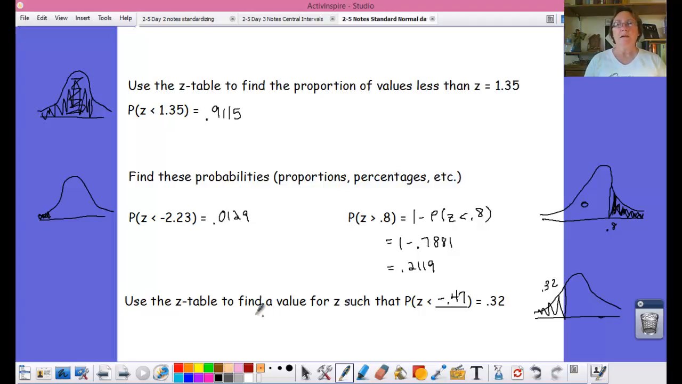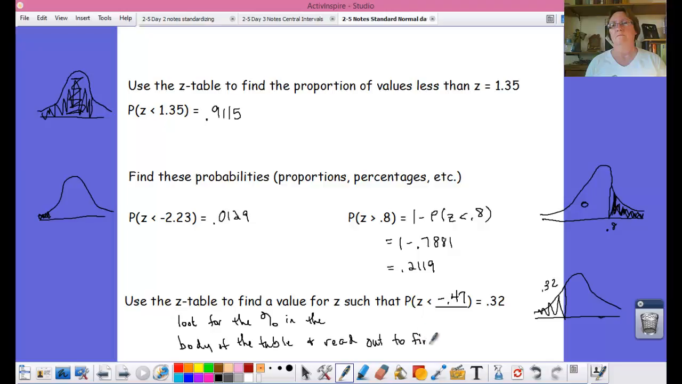That work backward problem, we look for the probability, we look for the percentage in the body of the table, and then read out to find the z-score. All right, very good.